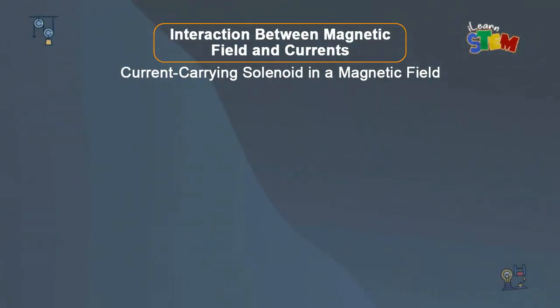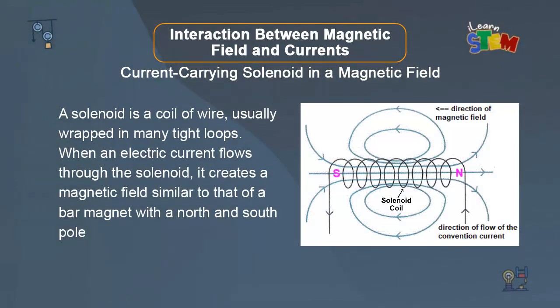Let's talk about solenoid. A solenoid is a coil of wire, usually wrapped in many tight loops. When an electric current flows through the solenoid, it creates a magnetic field similar to that of a bar magnet, with a north and south pole. It has a north pole and a south pole, just like a bar magnet.